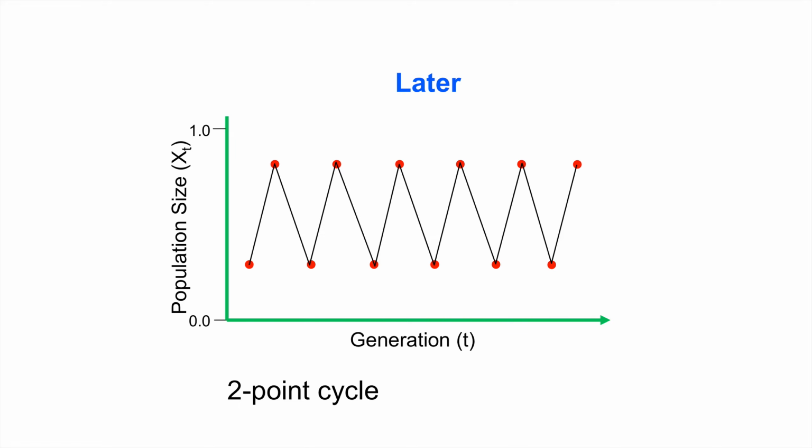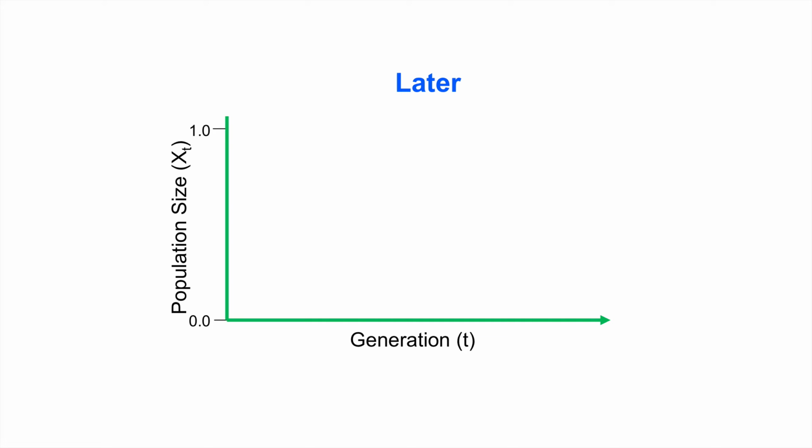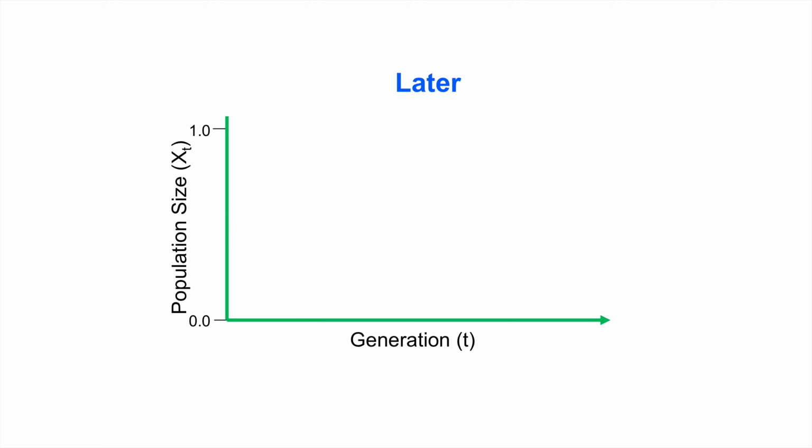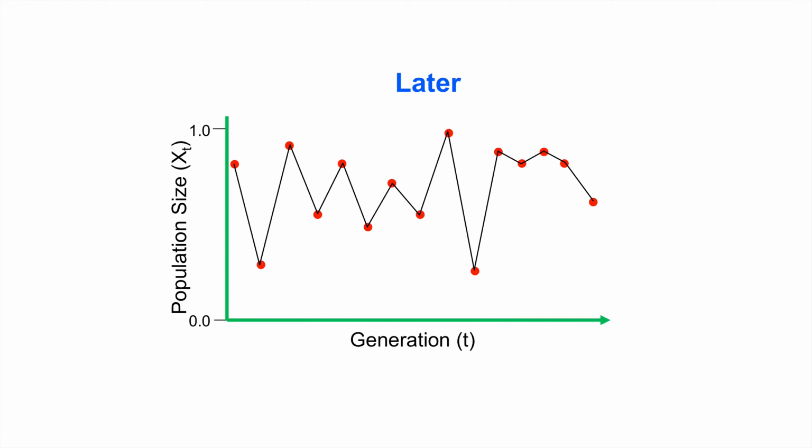First, we might see two-point cycles, whereby the same population size is repeated every 2 generations. So there are 2 population sizes that are repeated over and over. As r increases even more, we might see 4-point cycles, where the population size repeats itself every 4th generation. So 4 different population sizes are repeated over and over. And as r continues to increase, the dynamics oscillate more and more until eventually there is no distinguishable pattern of oscillations. We call this chaos.